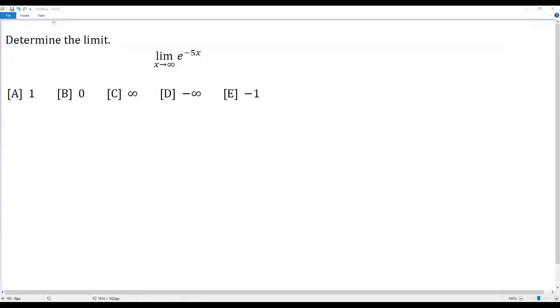Here we have a pre-calculus problem. Okay, let's go to the question. Determine the limit, that is, the limit as x extends to positive infinity of e to the power of negative 5x. Now let me write the given limit as it is: the limit as x extends to positive infinity of e to the power of negative 5x.